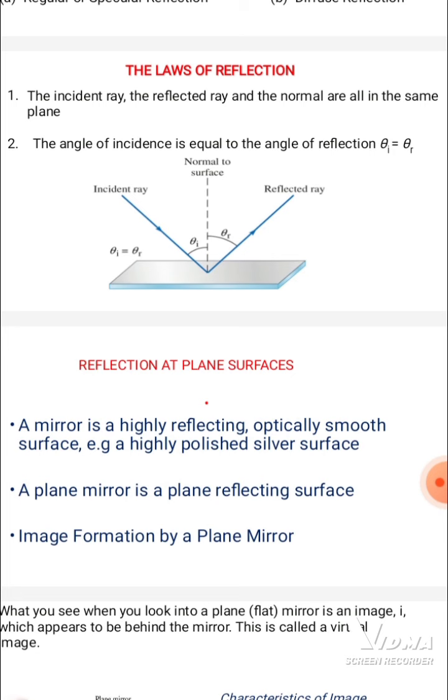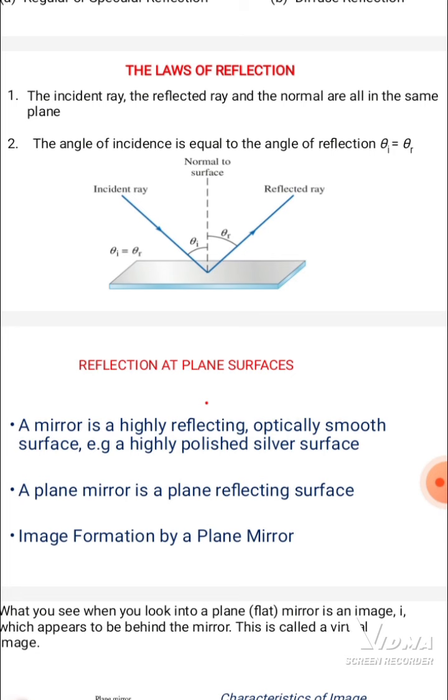Now let's look at reflection at plane surfaces. A mirror is a highly reflecting, optically smooth surface, for example, a highly polished silver surface. So a plane mirror is a plane reflecting surface. Then we can go ahead and look at the type of images that are formed by a plane mirror.